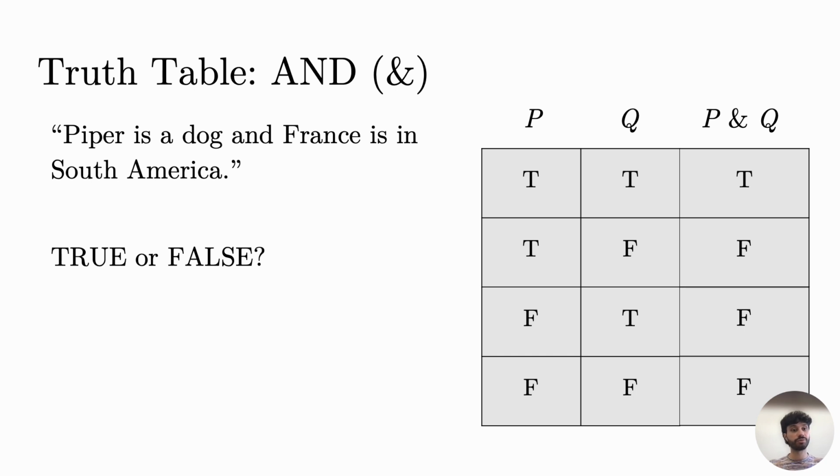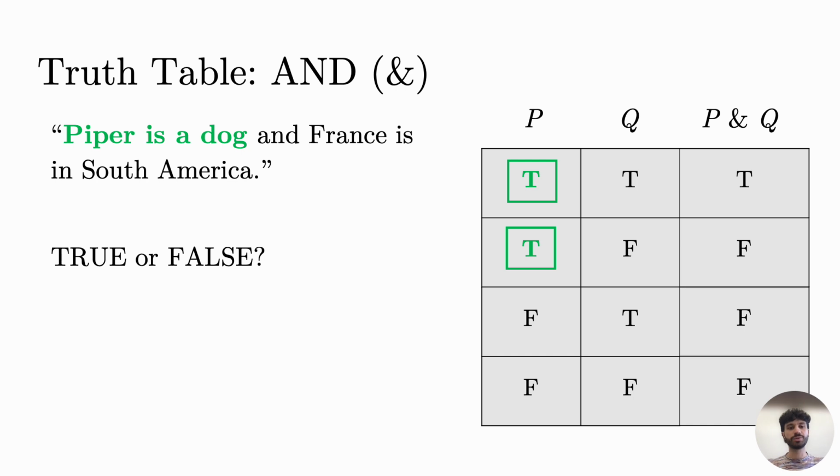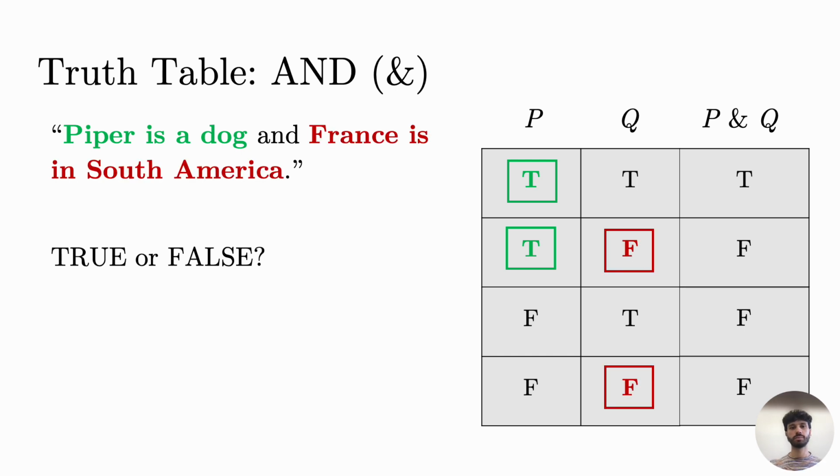Okay, so let's look at the first part of the statement, which is Piper is a dog. As we've seen, Piper in fact is a dog, so it's true. So you can color in those parts of the truth table for P. Now let's let the statement France is in South America be Q. Is that true or false? Well, I hope your geography classes haven't failed you too much, but France is not in South America, it's in Europe. So we can color in those parts of the truth table.